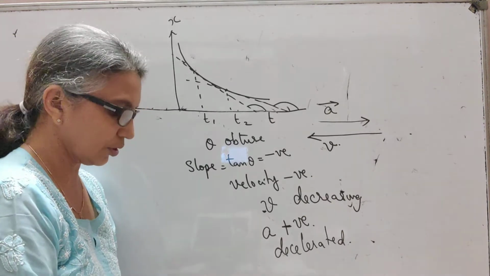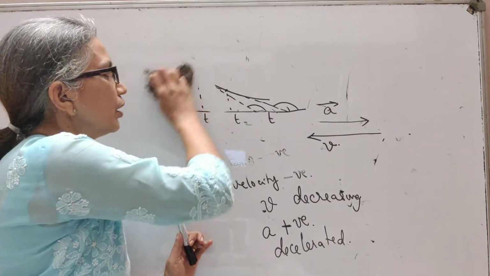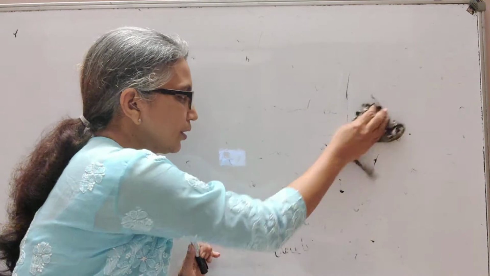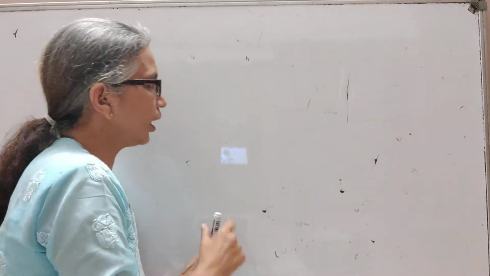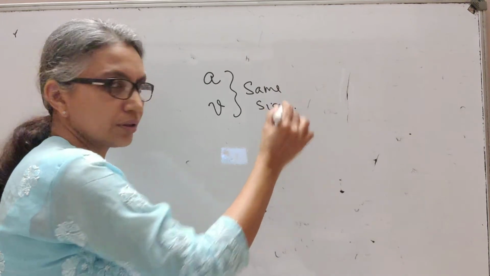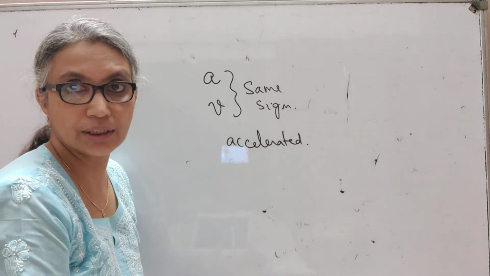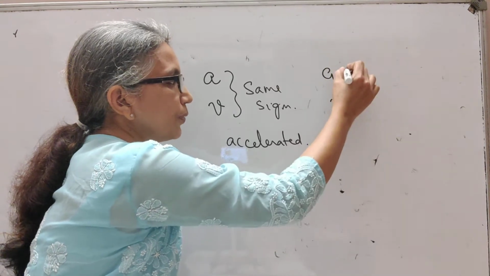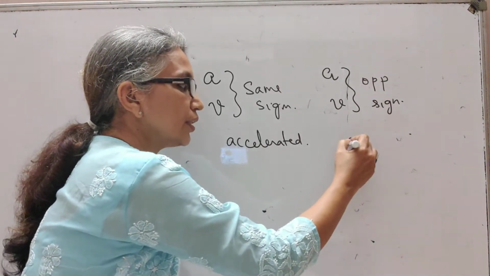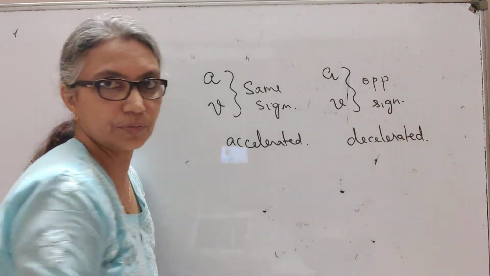Okay. Now in your textbook, you would have noticed one thing from the four graphs that we just discussed. When both velocity and acceleration have the same sign, suppose both of them are positive or both of them are negative, then it will be accelerated motion with its velocity increasing. But if both A and V have opposite signs, that is one is positive, the other is negative, then it will be decelerated or a retarded motion.